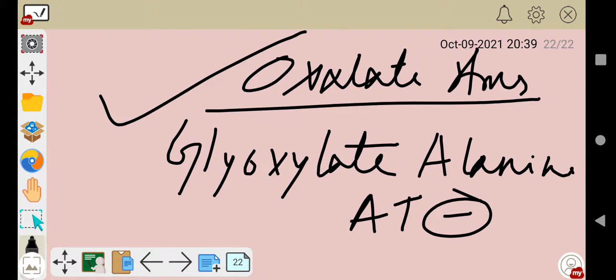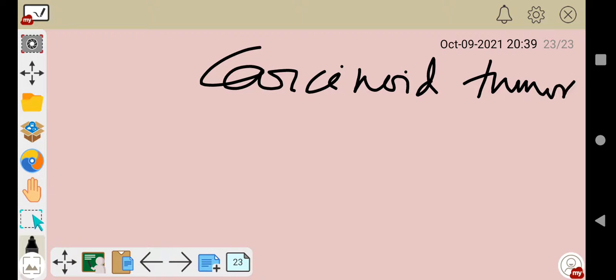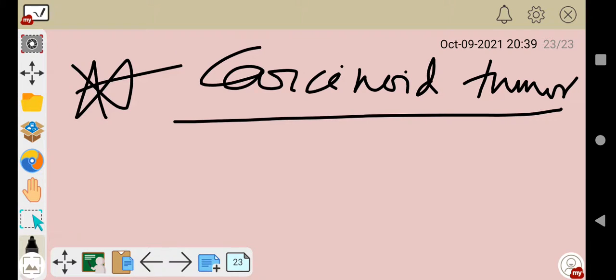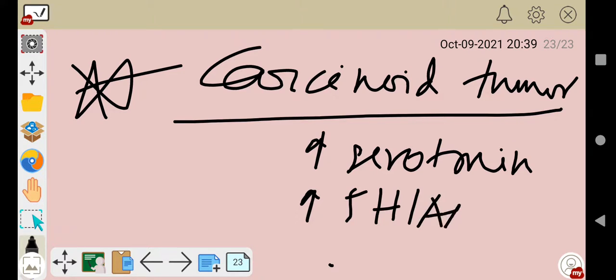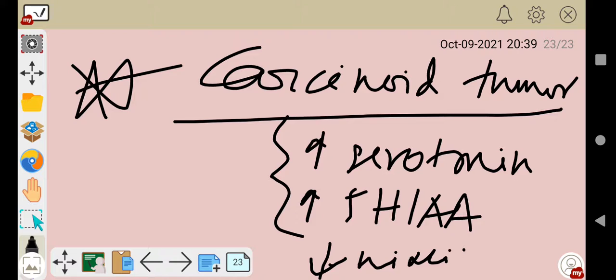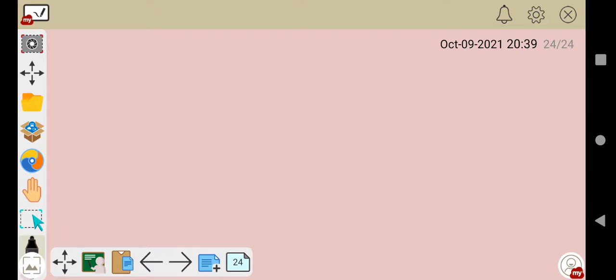Okay, next. I am taking the class in very crisp form. Carcinoid tumor. Again, this is also very important. What happens there? First, there is increased serotonin, only serotonin is increased, and increased 5-hydroxy indole acetic acid, and niacin is decreased. Okay, remember these 3 points. This is carcinoid tumor.